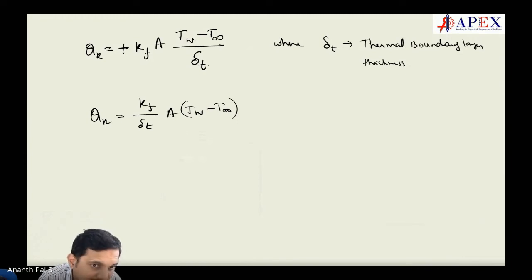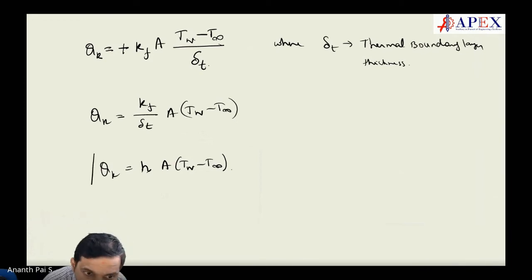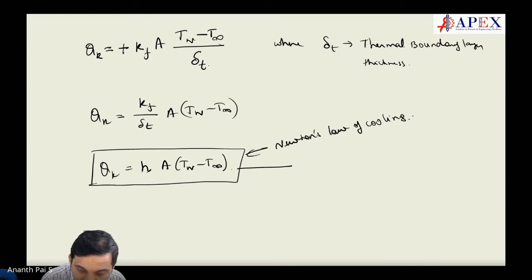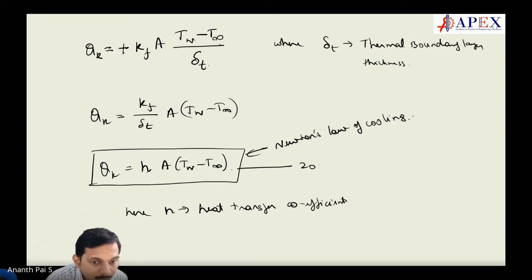And this K_f divided by delta T is called h. It's called h A into (T_W minus T infinity). What is h? h is the heat transfer coefficient, and this is Newton's law of cooling. Here, h is the heat transfer coefficient. The whole boundary layer theory, we do it to find out this h.